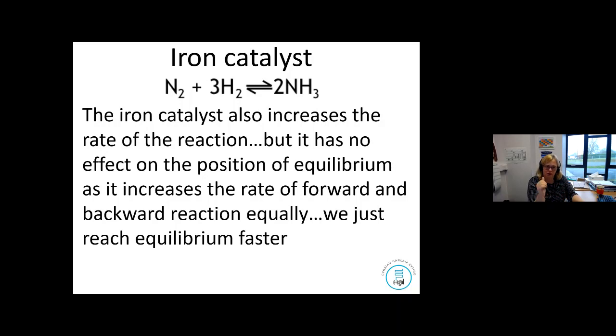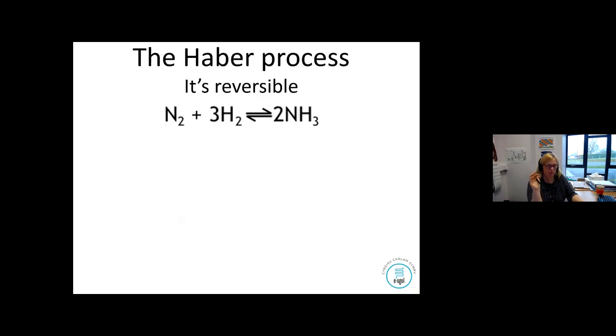So be clear, conditions are you need to have it at a temperature of about 450 degrees C, you need a pressure of around 200 atmospheres, and you need the presence of an iron catalyst.